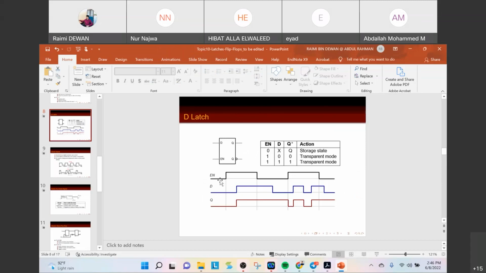Like this just now. Okay, when it's 0 for the lead latch, it will follow.